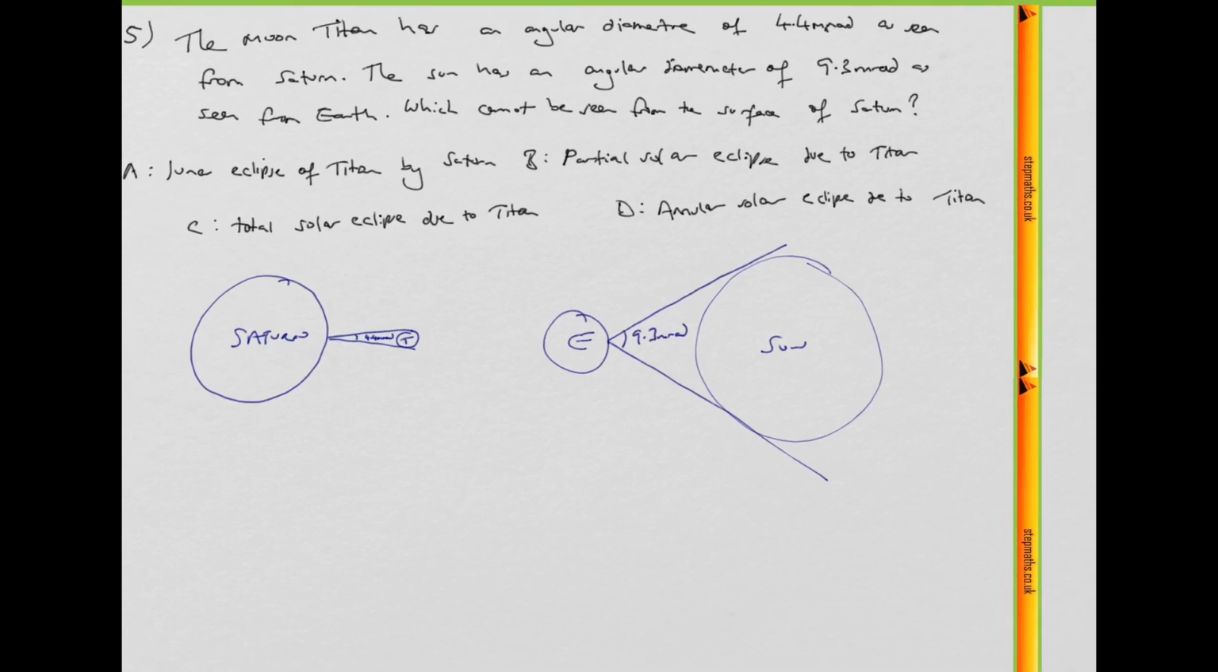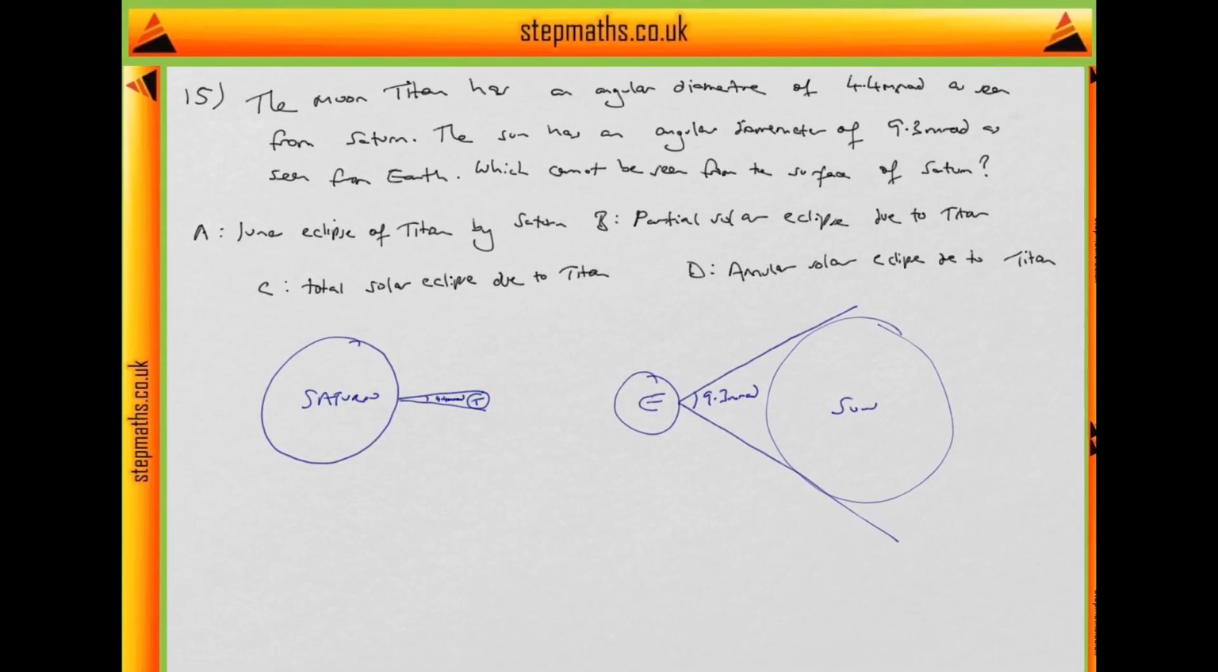Okay, so let's go through these. So a lunar eclipse of Titan by Saturn. That basically means a lunar eclipse is when the moon appears darkened as it passes into the Earth's shadow. So from the point of view of Saturn, that means Titan will be darkened as it passes in behind Saturn. So Titan would go here, behind Saturn, and then the light from the sun would be blocked, and Titan would be darkened. Well, clearly we see this can happen, because Titan is so small compared to Saturn that it will be completely covered out from the sun's light.